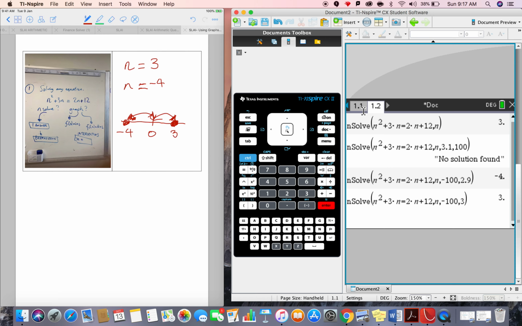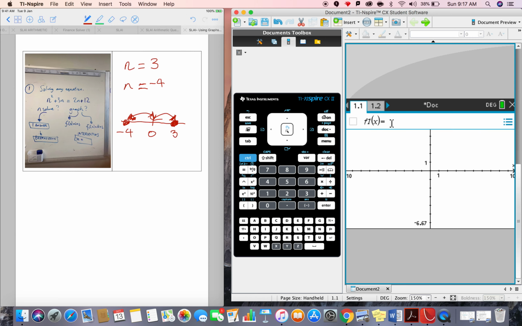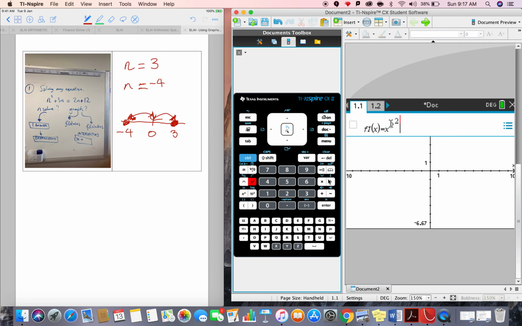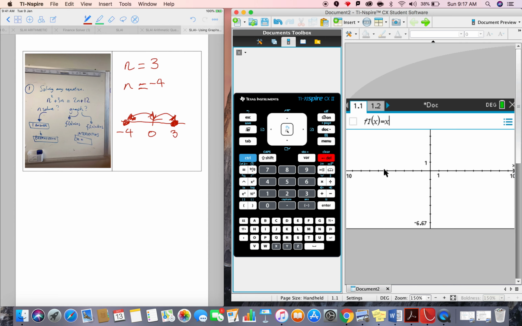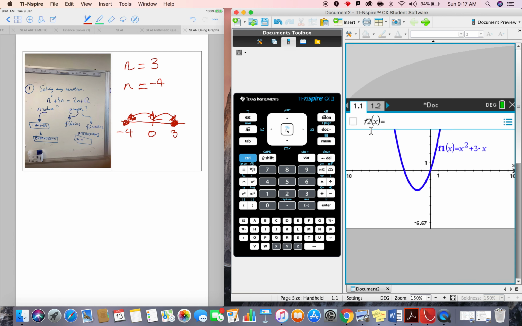So alternatively, how can we solve that? Well, we're going to draw a graph. So we draw a graph of the left-hand side. Now we have to change the n to x because the graph recognises the variable. That was my bad there. So x squared plus 3x, we draw it, and then we do a double tap to get the top line.